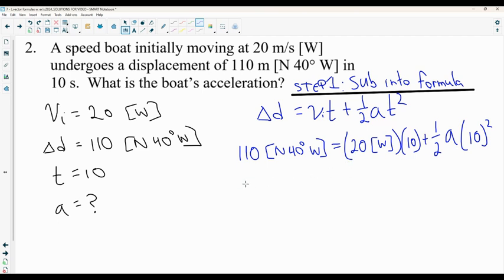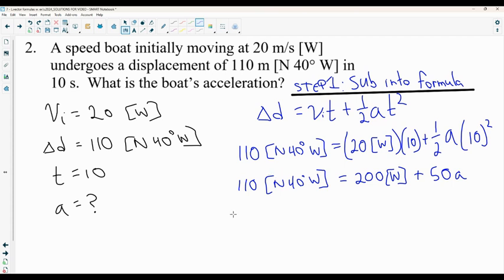Okay, let's simplify this a little bit. The one on the left, not much we can do with. North 40 degrees to the west. But the stuff on the right, I can go 20 times 10 is 200, but it's still to the west. And then we've got 1/2 times A times 10 squared. 10 squared is 100. Divided by 2 is 50. So 50 times the acceleration.